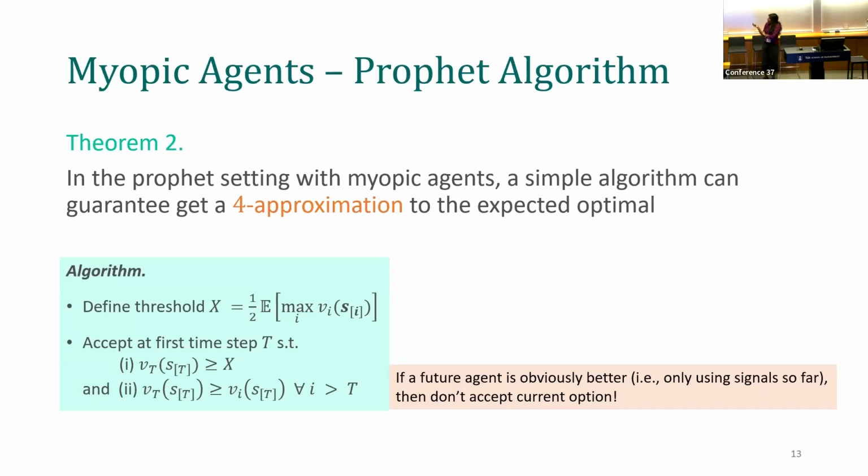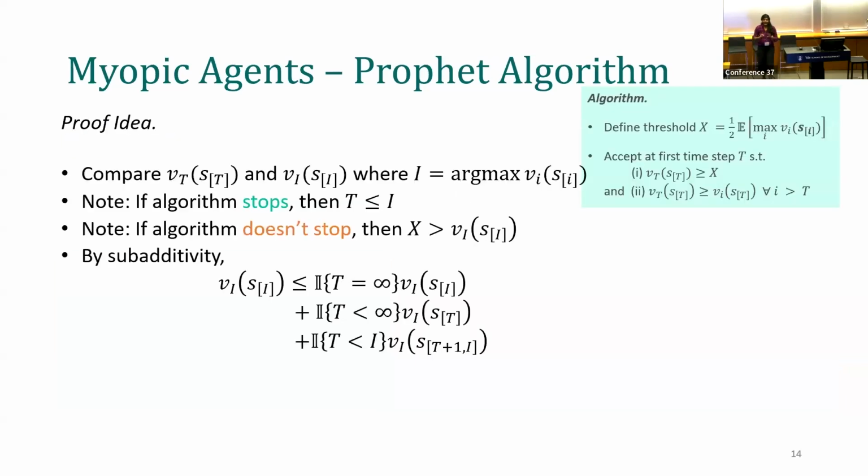So the algorithm is going to check whether at each step they satisfy both these conditions. That is, you have to be better than the threshold, and you have to make sure that your current value is greater than every other agent in the future, only using the current information. Okay? And I want to give a very high level proof sketch, not even a sketch, just an intuition of how we actually go about proving this.